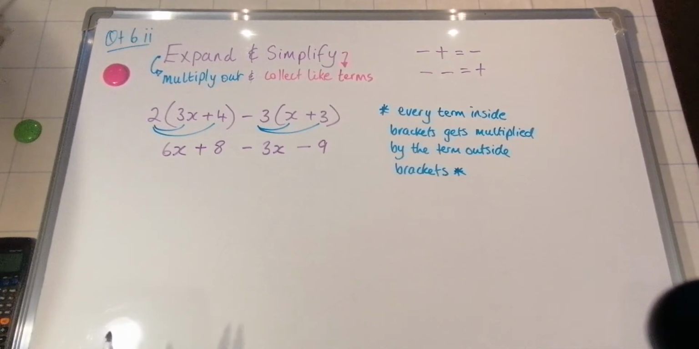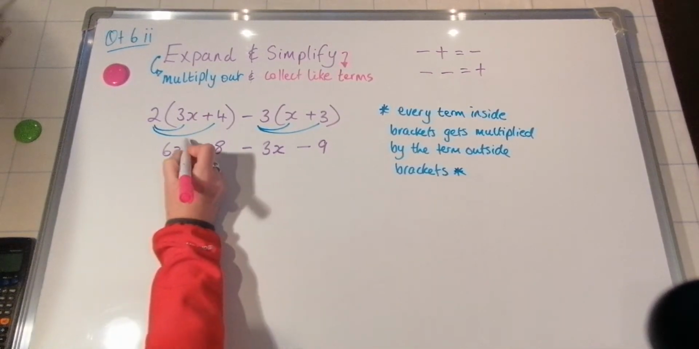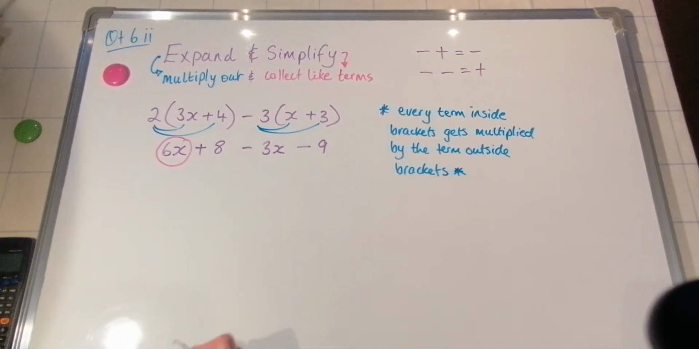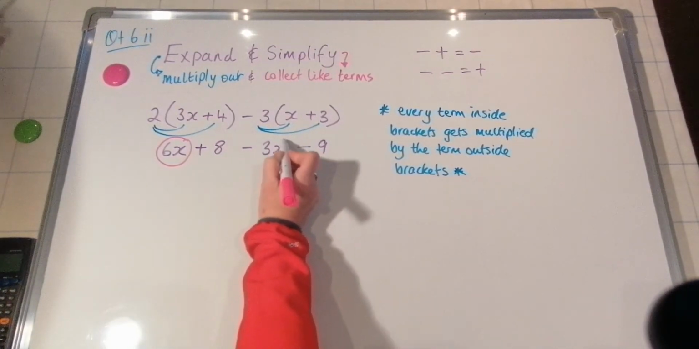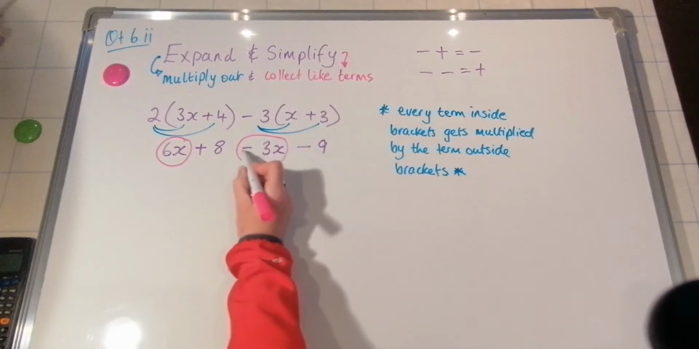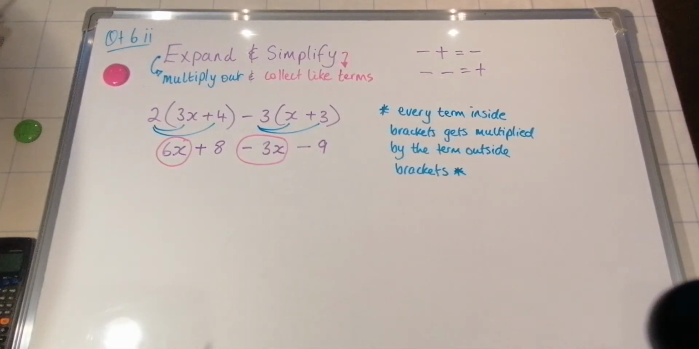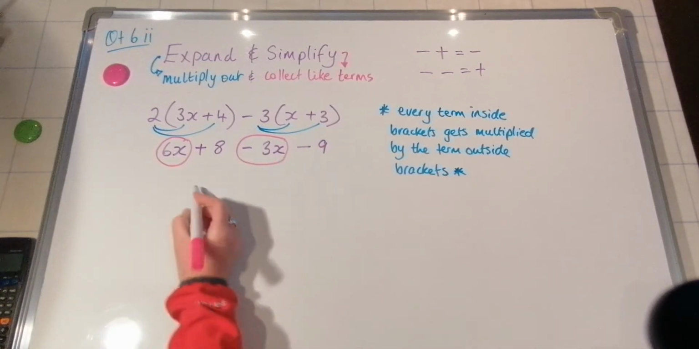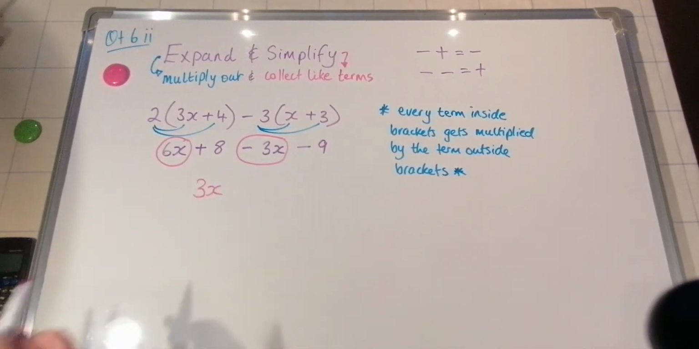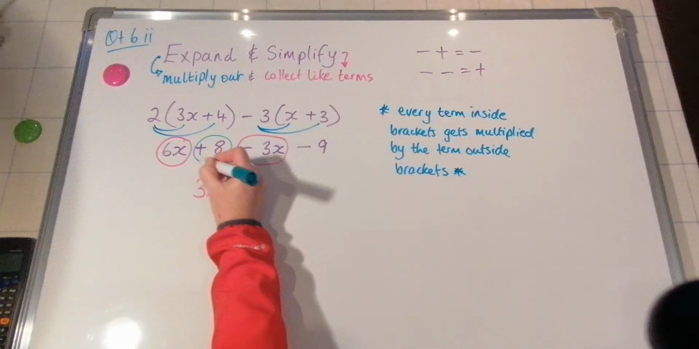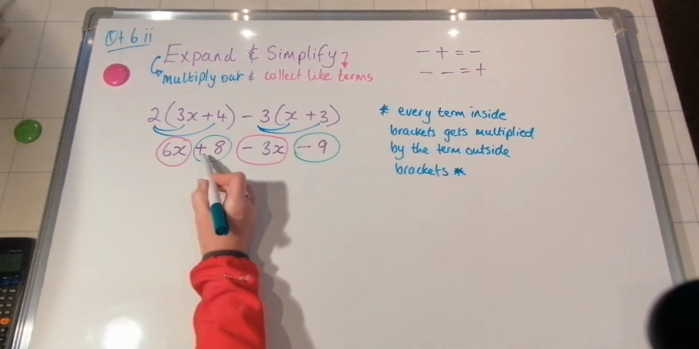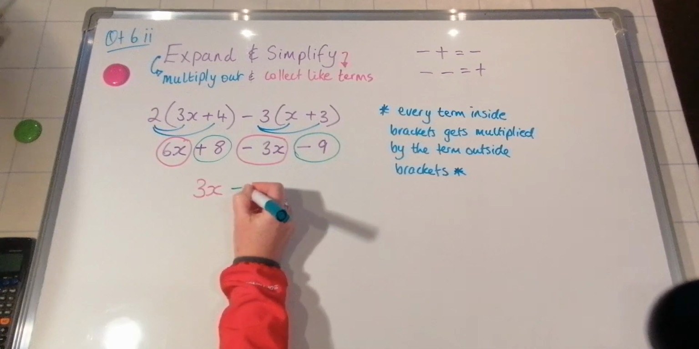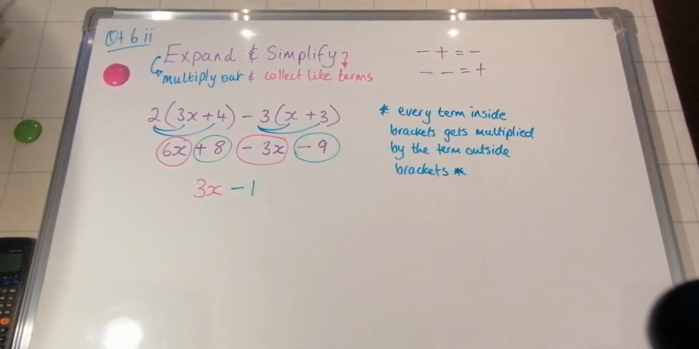Now what we want to do is collect our like terms. First thing I'm going to circle there is my 6x. And now I need a term that's like that. I need another x term, and it's 3x here. So I'm going to circle that, including the sign in front of it, because it's telling me how to collect them. So 6x, take away 3x, will leave us with 3x. And then my other terms are just the numbers. I have the number 8, take away 9. So 8 take away 9 brings me down to negative 1. That's that one there done.